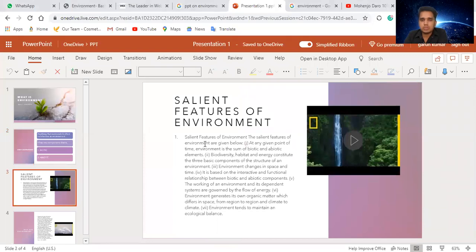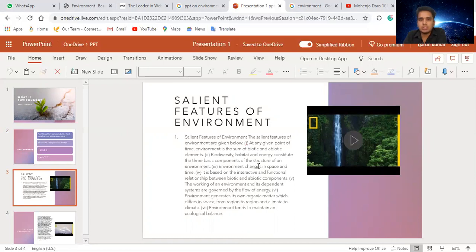Next, salient features of environment. What are the salient features of the environment? The salient features of the environment are given below. At any given point of time, environment is the sum of biotic and abiotic elements. Biodiversity, habitat, and energy constitute the three basic components of the structure of an environment.